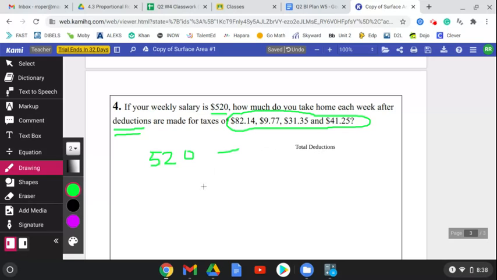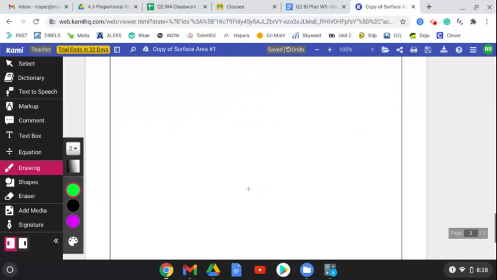That would be how much you take home each week. So I would do 520.00, $520 minus your total deductions. Be sure to line your decimals up and then subtract. Because you're subtracting, I should see your work here and how you're borrowing when necessary. When you finish, go ahead and turn it in.